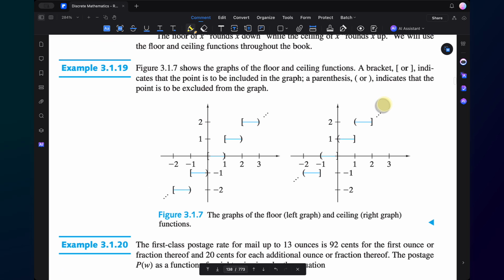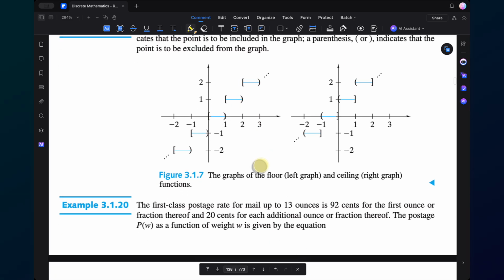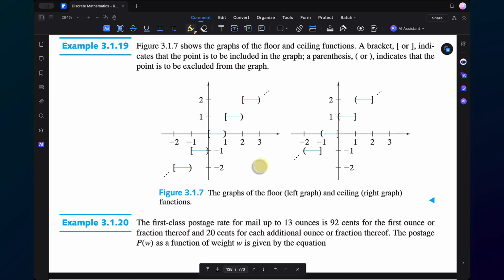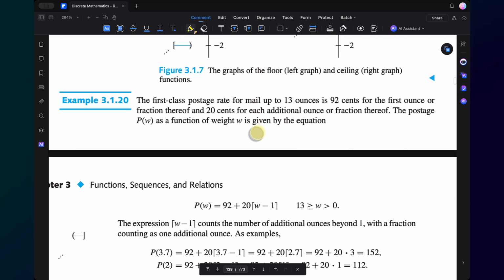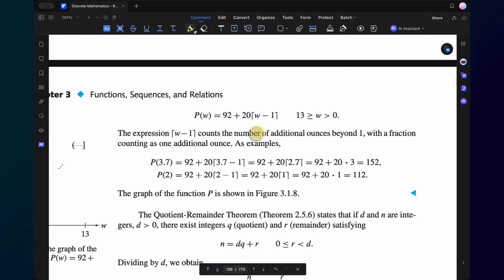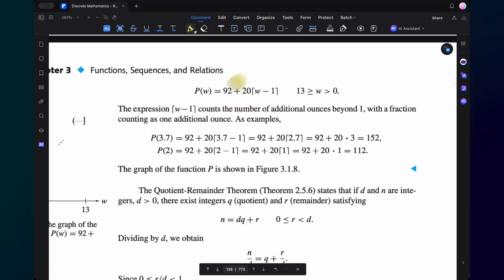So here's the graph of those functions, right? Those are very important functions when you're using computers and discrete mathematics, because they take the real numbers and turn them into a discrete set. Okay, let's see what we have here. Here's just an example of how you would calculate that.